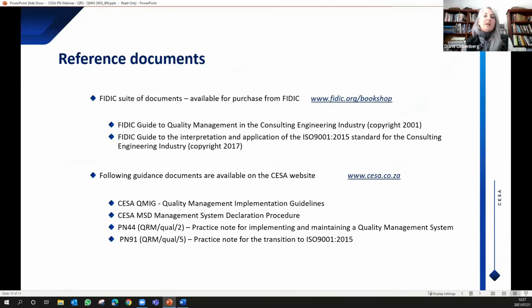Right, so that is basically me done on quality management and the QMEG. As I've said, I've referenced all the documents available on the FIDIC and CISA websites on the slide.